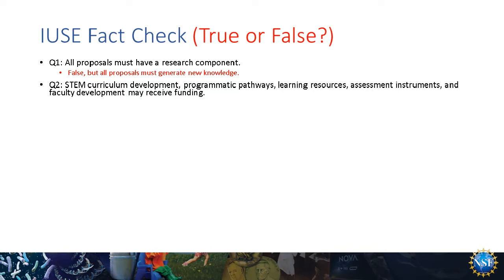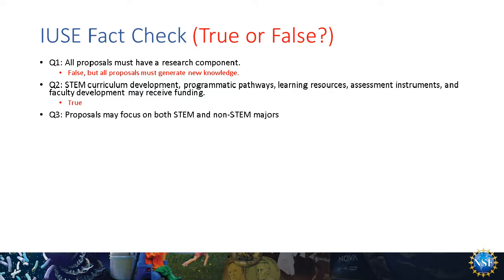Question 2. STEM curriculum development, programmatic pathways, learning resources, assessment instruments, and faculty development all may receive funding. True or false? This is true. All of those different aspects of the improvement of undergraduate STEM education can be integral parts of projects and are certainly eligible for funding in the IUSE program.